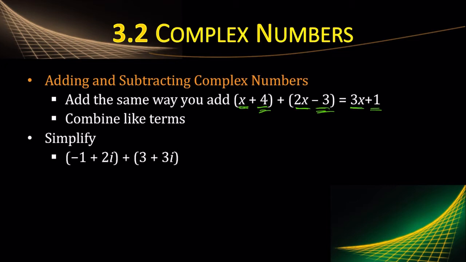So here's one. Let's combine the real part. So the -1 plus 3 is 2. And then combine the i's, the imaginary parts. 2i plus 3i. 2 plus 3 makes 5i. And that's your answer.